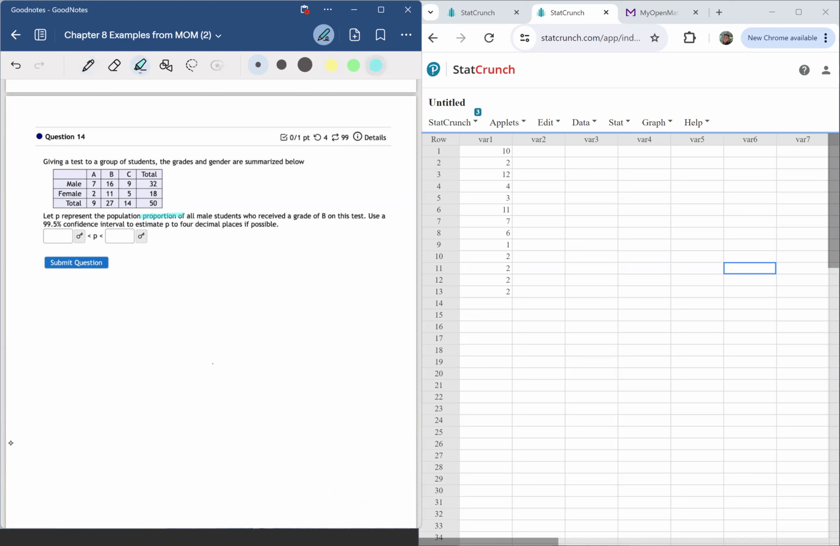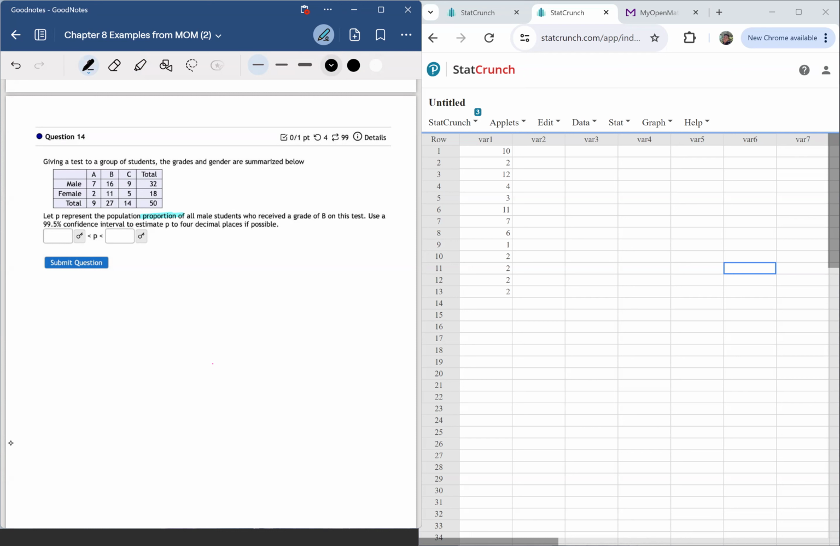Oh, there's that word again, proportion, right? So we're not going to want to use our T distribution. We're going to want to use the proportion stats. All right, so we want to find the proportion of all male students who received a B on this test. Use a 99.5 confidence interval to estimate P to 4 decimal places.